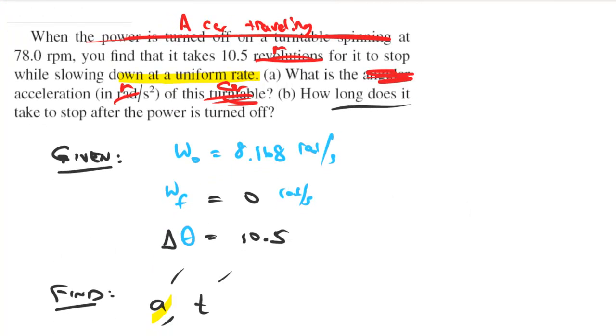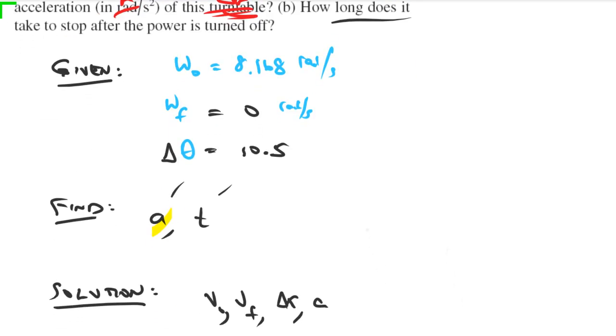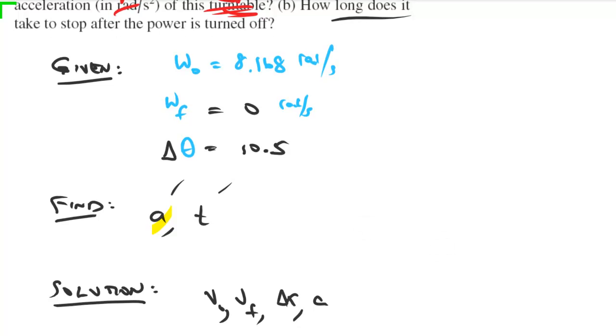And this is equal to 10.5, what does it say up here? It says revolutions. So another little conversion that we need to go through. We need to convert revolutions to radians, right? So 10.5 revolutions times 2 pi radians per revolution. And the revolutions cancel out, and we have here 21 pi radians.